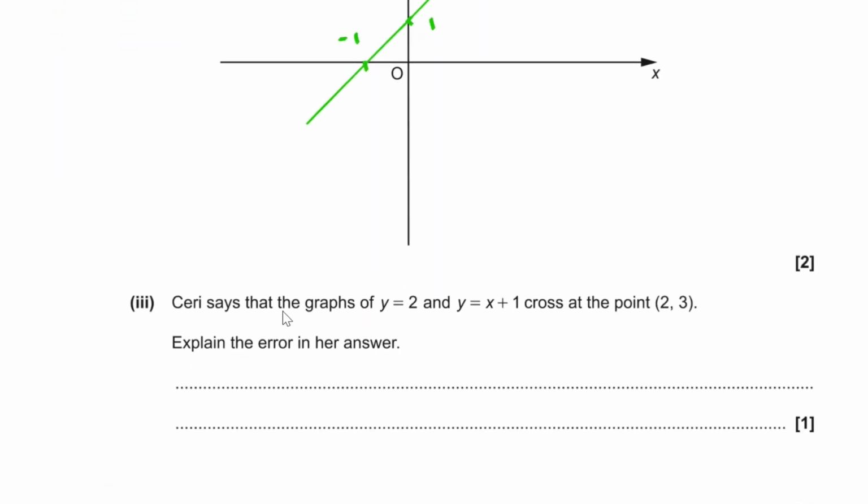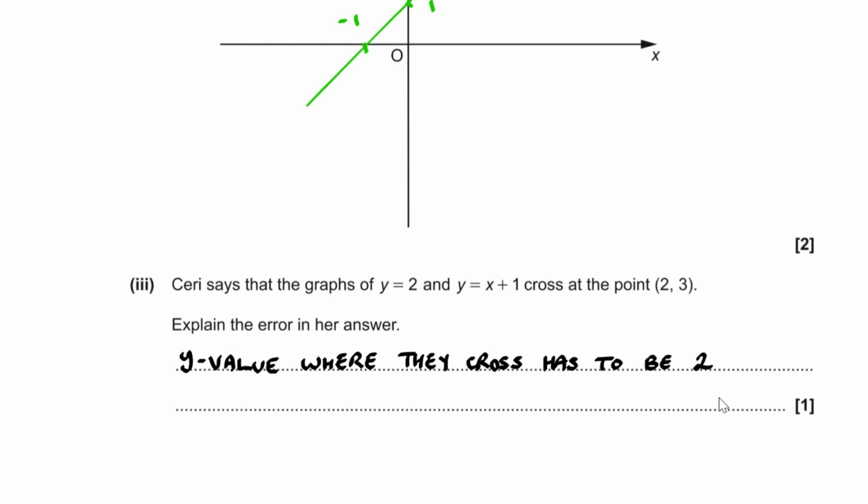And now for the third part, Sari says that the graphs of y equals 2 and y equals x plus 1 cross at the point 2, 3. We have to explain the error in her answer. Well, for the graph y equals 2, it should cross 2. So the y value where they cross has to be 2.